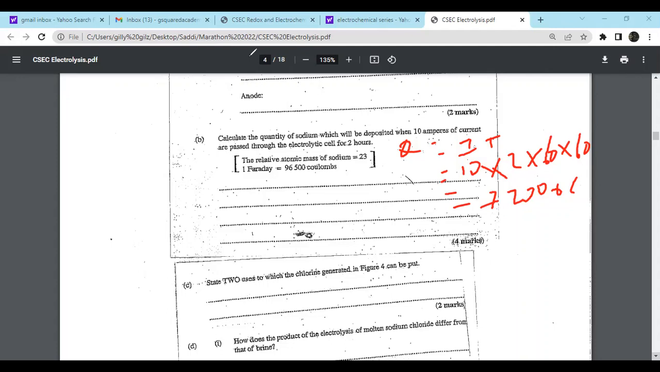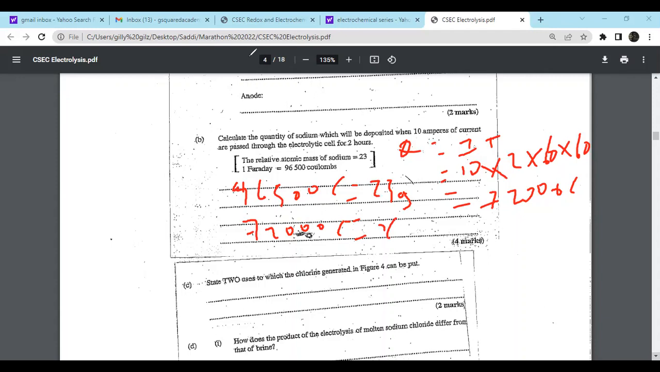We know that 96,500 coulombs is equal to 23 grams of sodium. If you don't know how I get that, tell me. Okay. And so 72,000 coulombs is equal to X, and you cross multiply and you get the value of X and you get your answer. Okay.